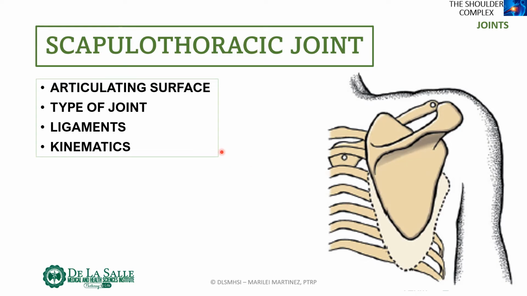So the joints responsible for the movements of your scapulothoracic joint are the sternoclavicular joint and the acromioclavicular joint. Okay, please take note of that. For the scapulothoracic joint to produce movement, there should be movement in the SC joint and the AC joint.